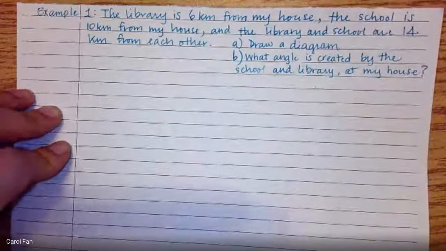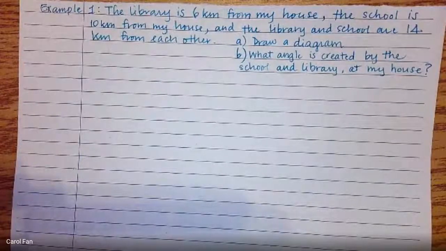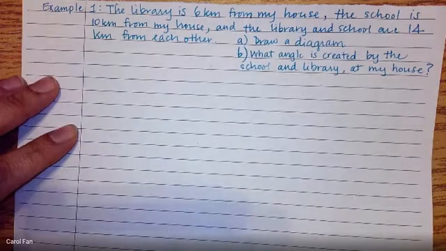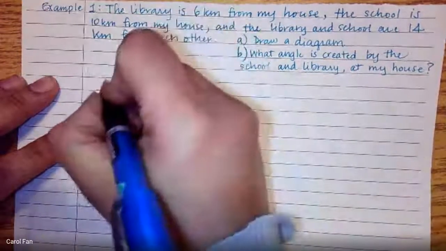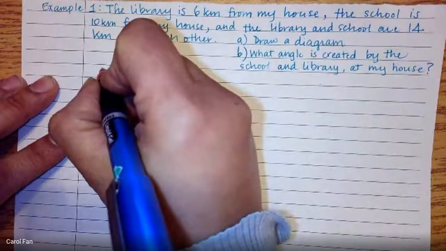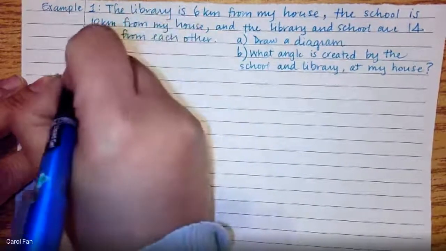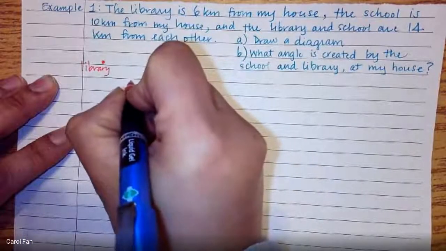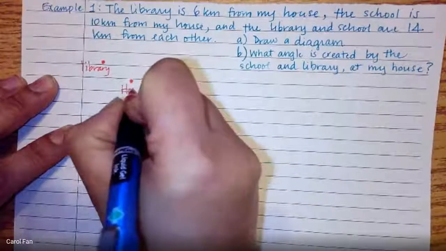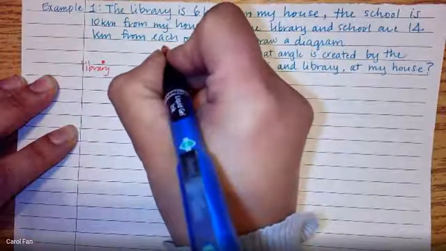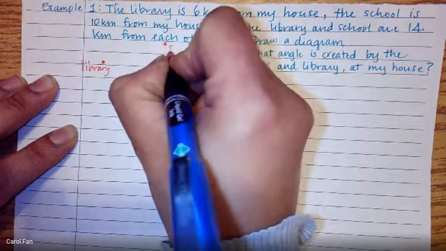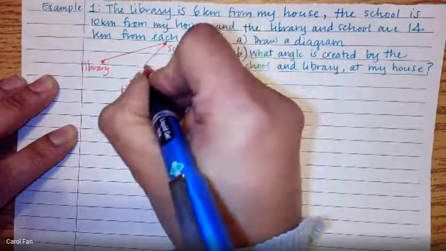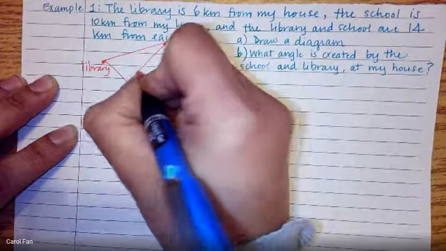Now, we know that this has to be a triangle because we've got 3 different locations and there's distances away from each one. So let's draw the diagram. I'll say this is the library, and then this is my house. Let's say this is the school, and all of these join together.